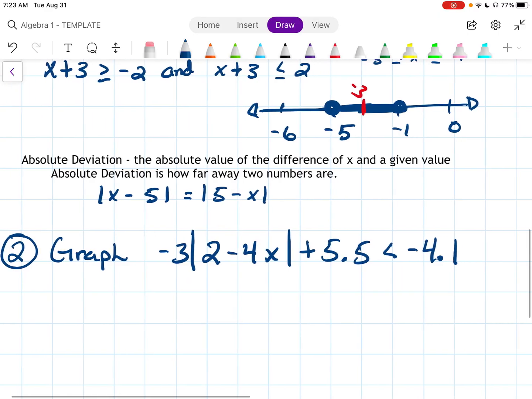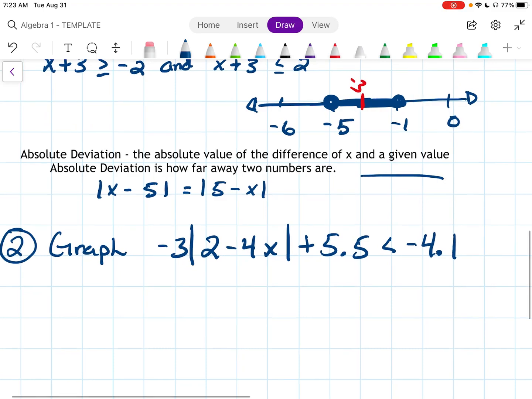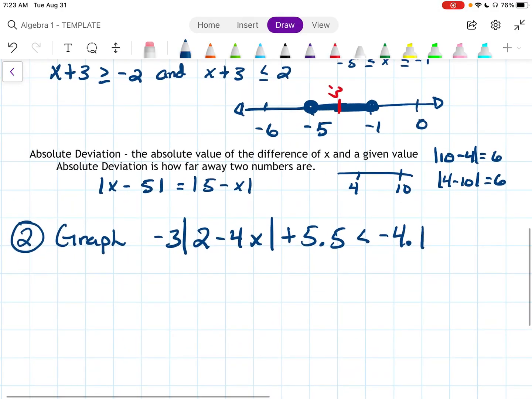What the absolute value bars are doing here is, if you're trying to find how far apart the number 10 and the number 4 are, we know that it's 6 because 10 minus 4 is 6. But also, 4 minus 10 with absolute value bars is 6 also. So if you have the absolute value bars and the two numbers subtracted, you will always find the difference, or how far apart they are. Deviation means how far apart.